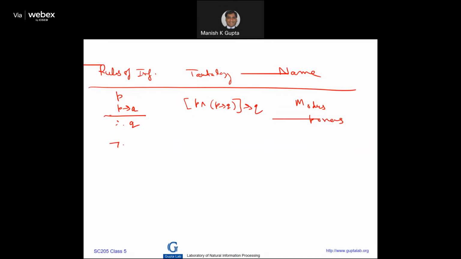Similarly, I can mention negation of Q. So P is true, P implies Q is true, therefore Q is true, right? So that means there is a tautology. Negation of Q is true, P implies Q is true, therefore negation of P is true, right? So similarly, we can have P implies Q is true, Q implies R is true, therefore P implies R is true, right?